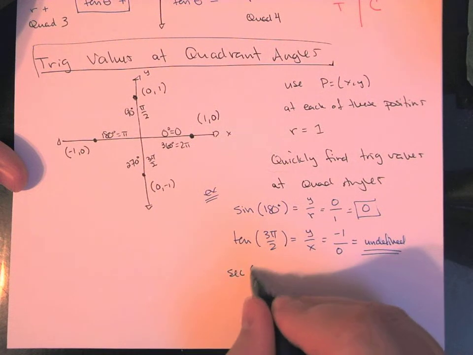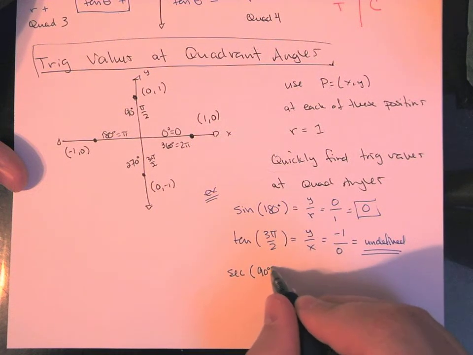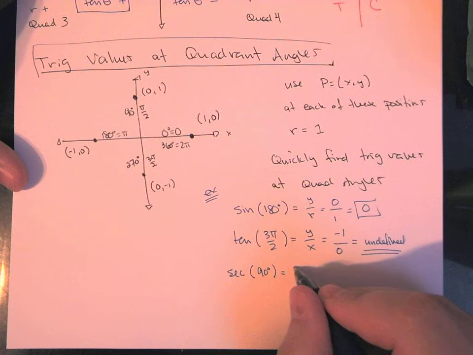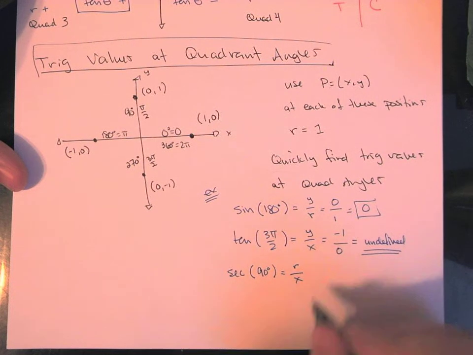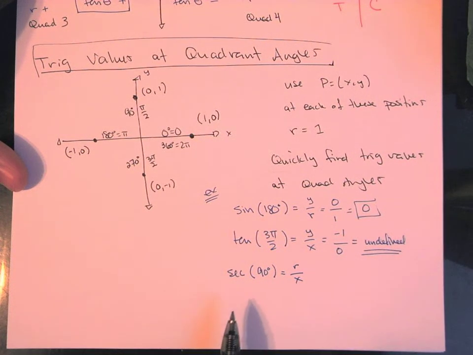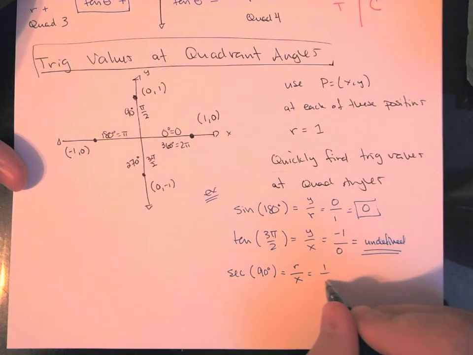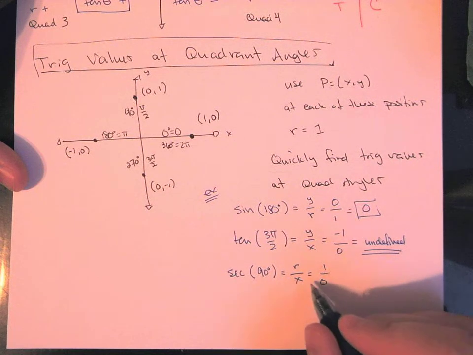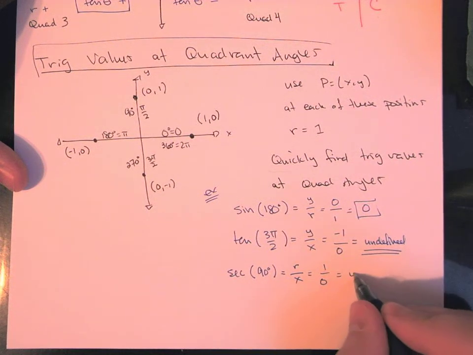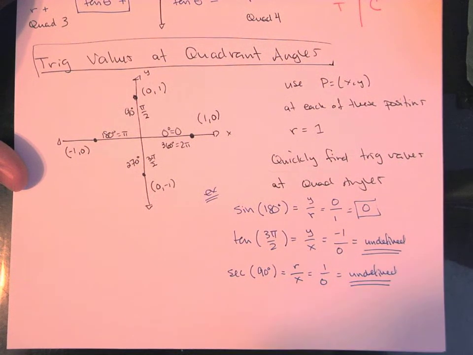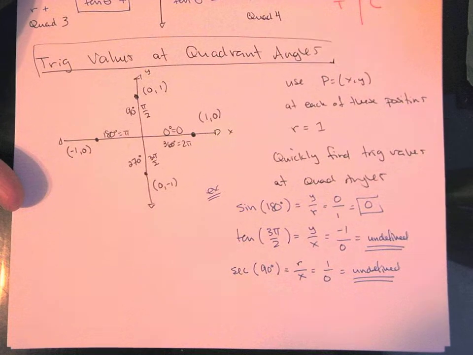Let's do secant at 90 degrees. Secant, right, we're flipping the cosine around, so that would be my radius value divided by the x. So the radius is 1, my x value here is 0. So not even just tangent or cotangent, even something like secant, if you're dividing by the x and the x is 0, that's also going to be undefined. This is making it seem like they're all going to be undefined. Let's see if we can fish for a -1.